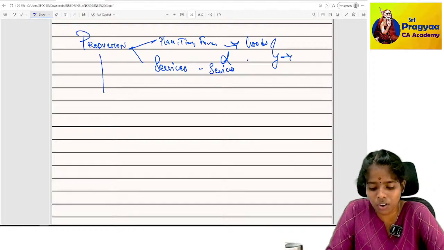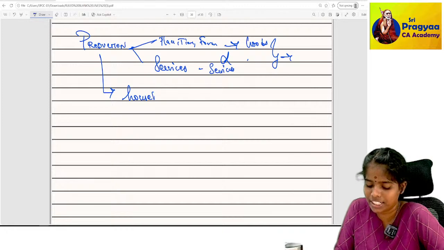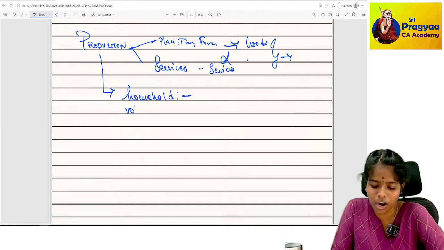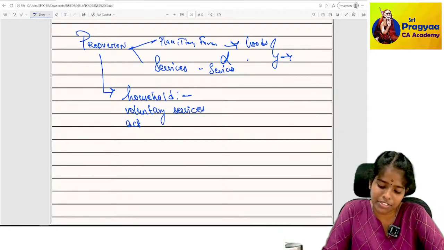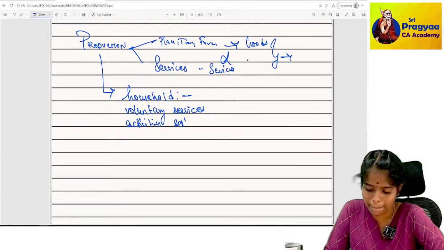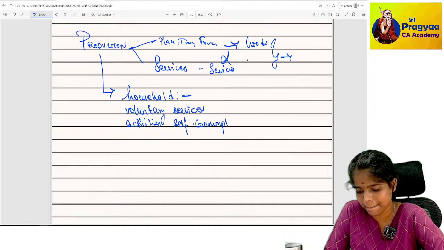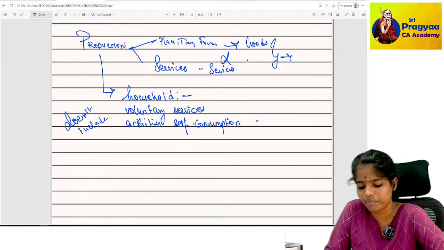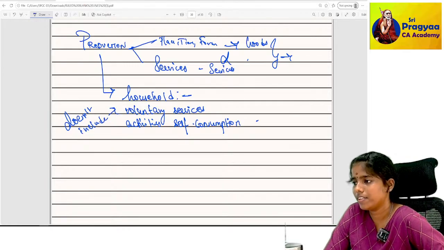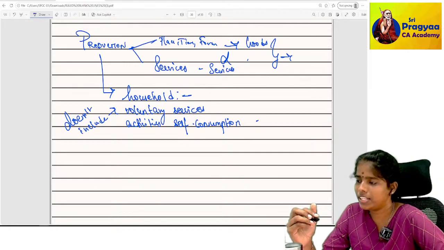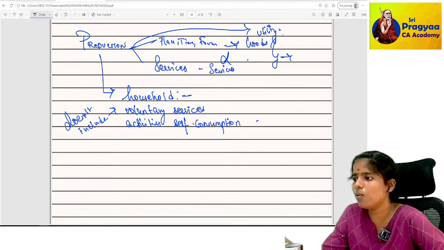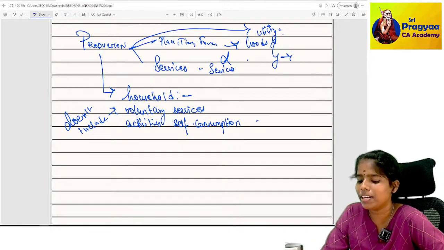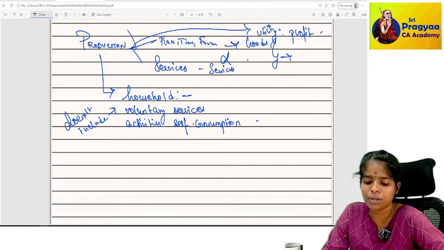Now, production does not include household activities, voluntary services, and activities which are done for self-consumption. Why? Above I told production. Production is done mainly to derive utility. எதுக்காக ப்ரொடியூஸ் பண்ணி எதுக்காக உங்களுக்கு நான் யூட்டிலிட்டி தரேன்? In order to derive profit. எனக்கு மணி வேணும். I need profit. For that only I am going to produce products.